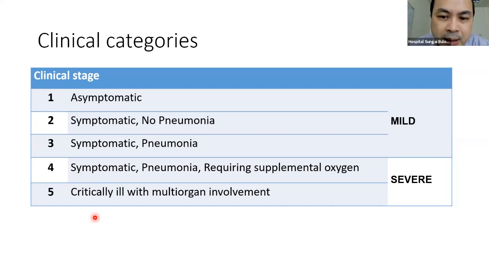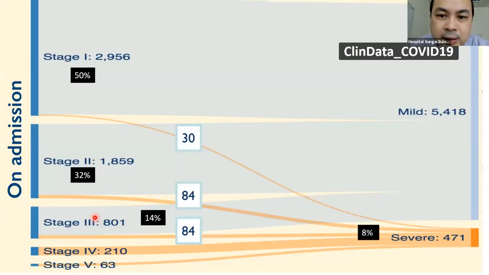Okay, so 1, 2, 3 we consider as mild, 4 and 5 we consider as severe. And if you look, this is our own Malaysian data. This was based on close to 6,000 patients who had COVID between the months of February till June, and the vast majority, 5,400 of them, had mild disease, either category 1, 2, or 3.